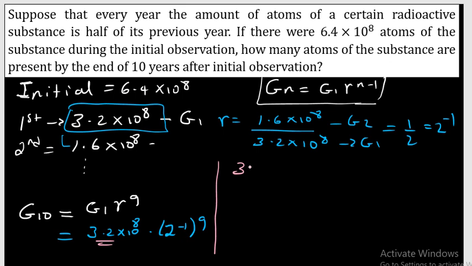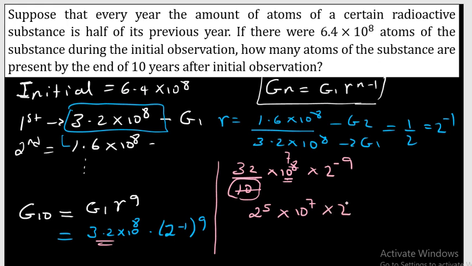3.2 is the same as 32 over 10. We can write it in this way. Multiply with 10 the power of 8 times 2 the power of negative 9. Now here is 10. How many tens are there? 8 tens are multiplied. 10 the power of 8 means multiplying the 10 8 times. So we can cut one 10, and then this exponent will be 7. Then what remains here? 32, which is 2 the power of 5, times 10 the power of 7 times 2 the power of negative 9 remain.